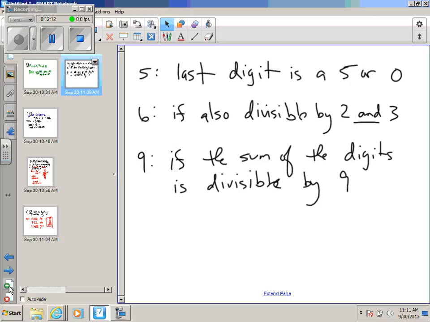Very similar to the rule for 3, you're going to add the digits, but then you're going to test and see if it's divisible by 9, not by 3. And I'll show you a little trick when we do a couple of these together and show you what you should do.